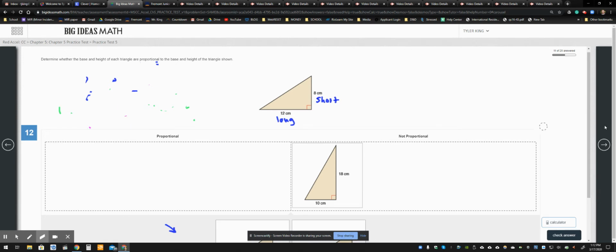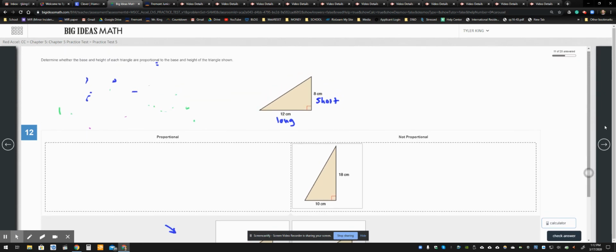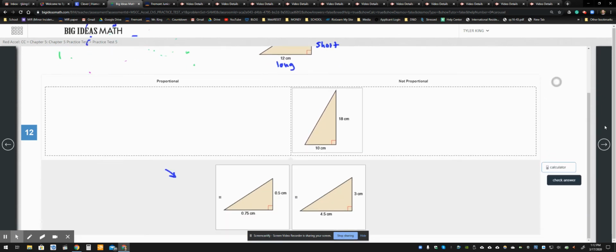Okay, we can start checking a few others. Okay. So looking at this, we should again still see 8 over 12. It's our short side over our long side. Looking at this, 0.5 is going to be shorter than 0.75. So we're going to see this is going to be 0.5 over 0.75. And we can again check to see whether or not this works, right? Short sides are matched up on top, long sides are matched up on bottom, and we can check our proportion.